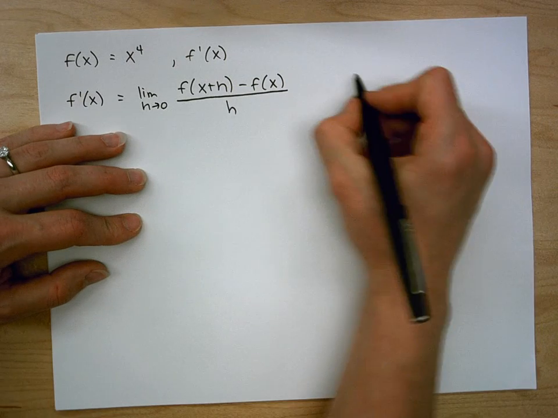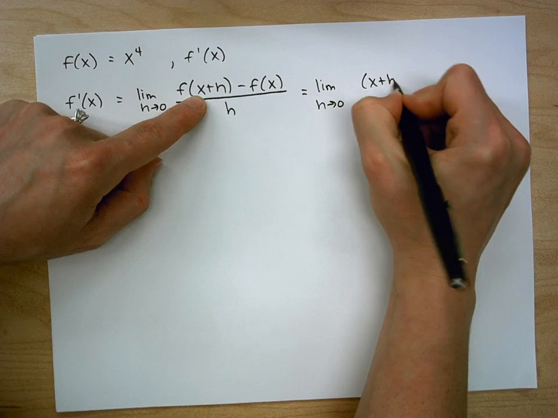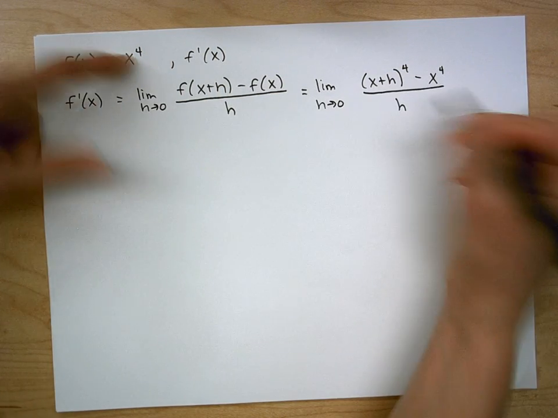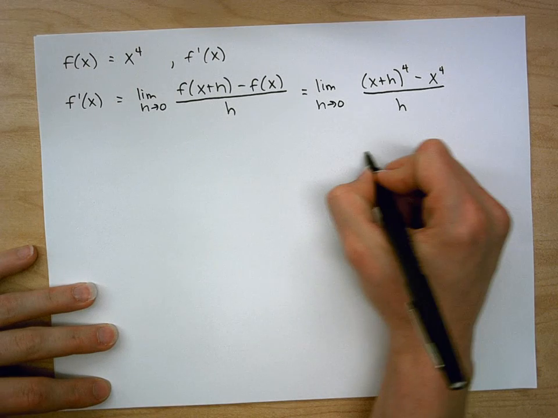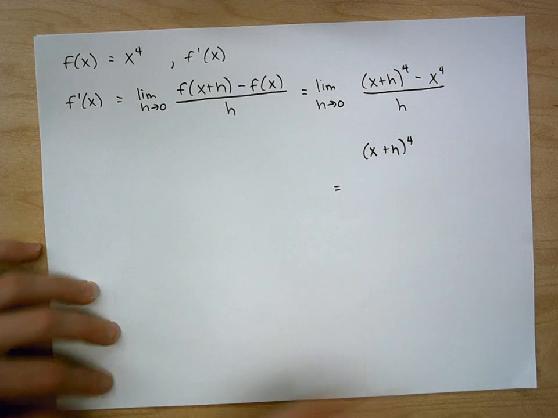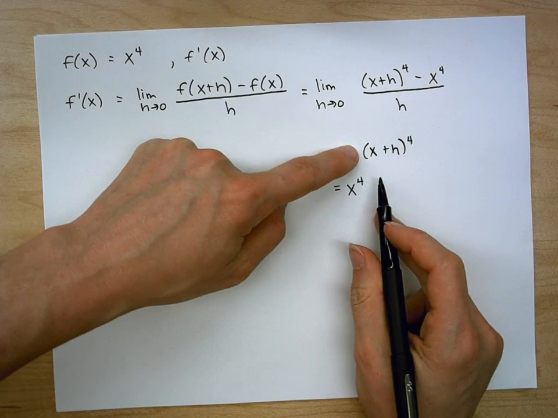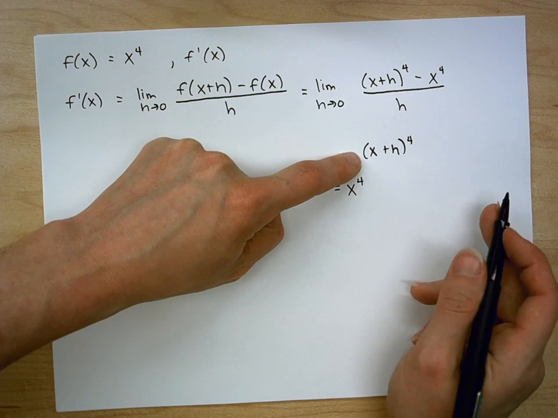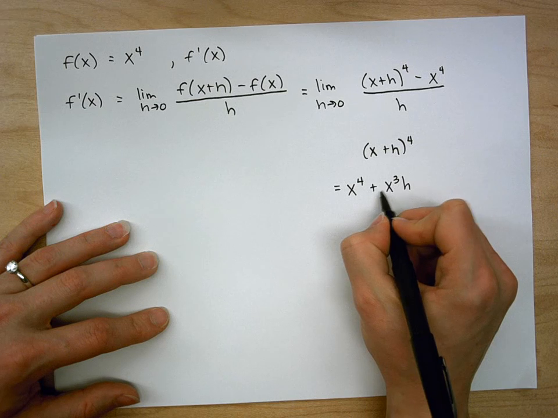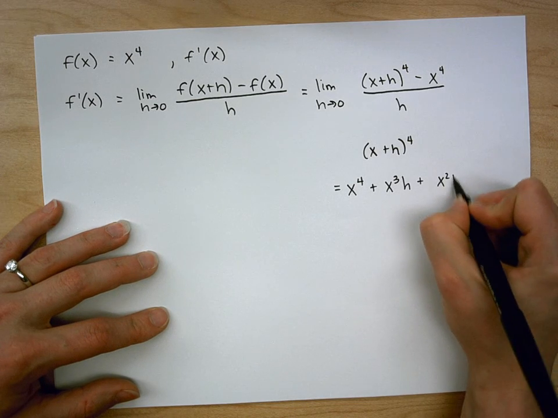Okay, so that means we are now looking at x plus h to the 4th minus x to the 4th all over h. So now we need to look at how do we expand x plus h to the 4th. So using that same idea, we know that we can create an x to the 4th. That would be taking an x times x times x times x. I could also have an x cubed h. We're going to think about what this coefficient should be. I could have an x squared h squared.